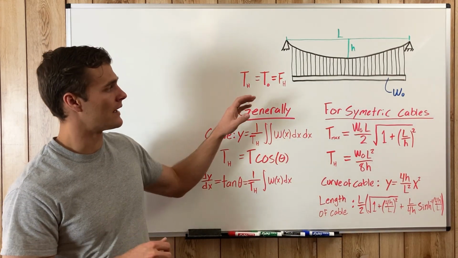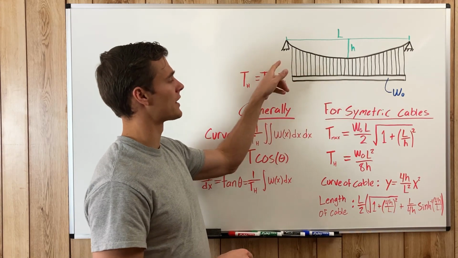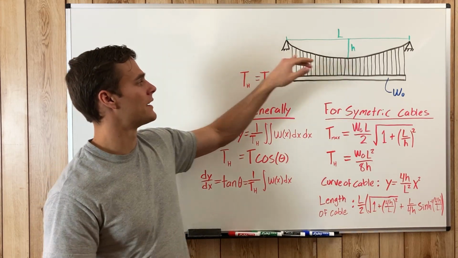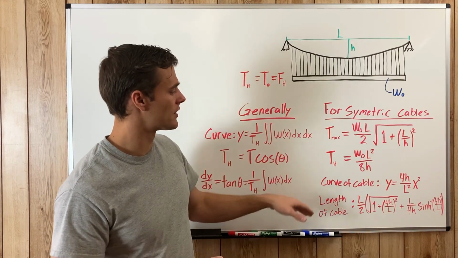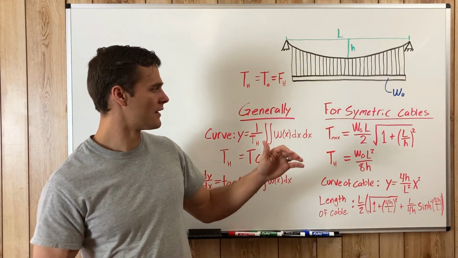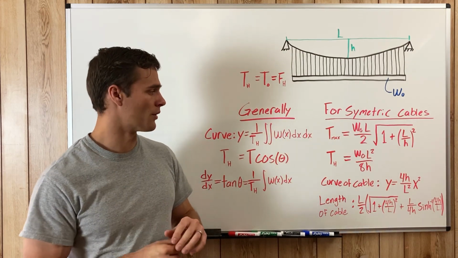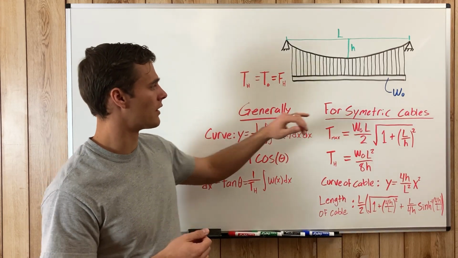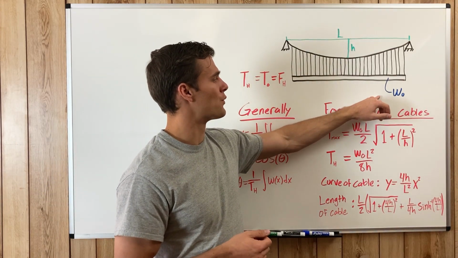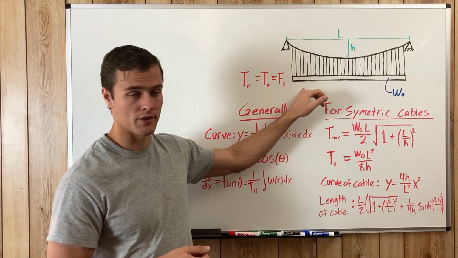If you have a cable that is under a constant load and it is symmetric, so the two ends are at the same height, you can use these equations because they're symmetric, and it turns out to be simpler to solve. So a few of the variables that we have are W naught, which is the weight per unit length of the load on the cable.